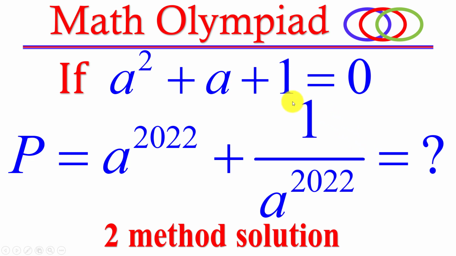Today I have one exercise on screen. If a squared plus a plus 1 equals 0, find the value of the expression P equals a power 2022 plus 1 over a power 2022.